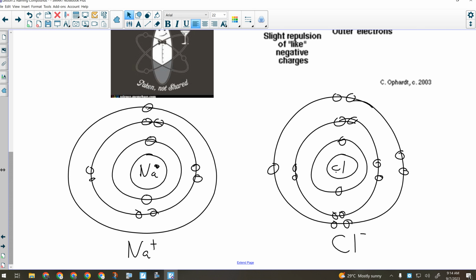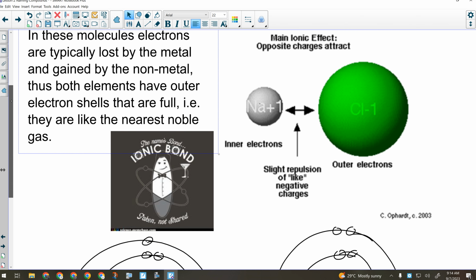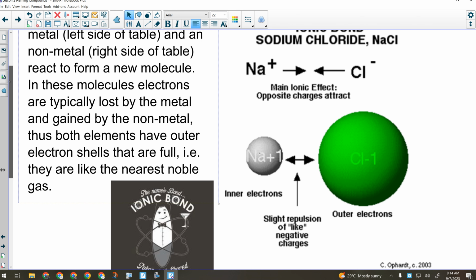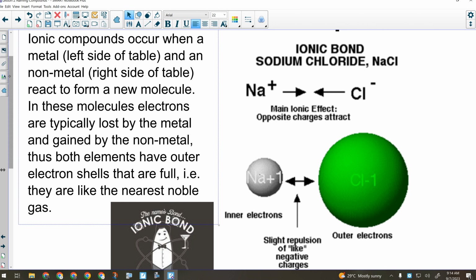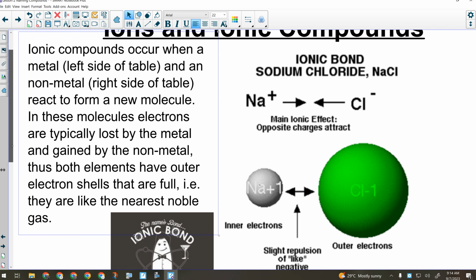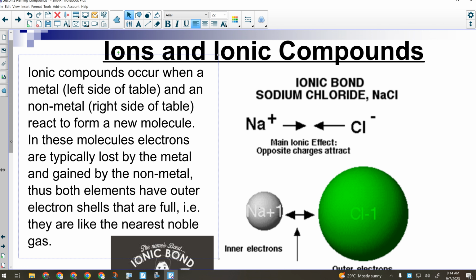All right, so what you really need to know is this. Metals give up electrons and become positive. Nonmetals gain electrons and become negative, and it's a weak bond. That's essentially what you need to know for Science 10. Okay, questions on that?